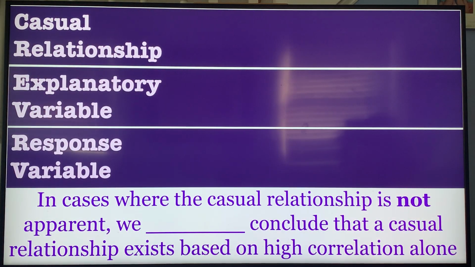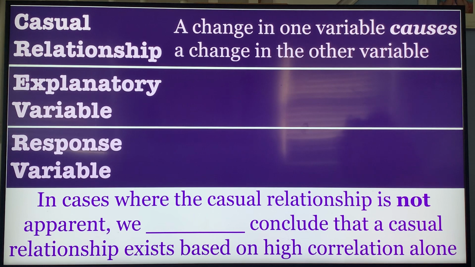So, there are 3 types of things I want to go over as well. The first one is a causal relationship. What that is, a change in one variable causes a change in the other variable. So when you change one variable, it causes the change in the second one.